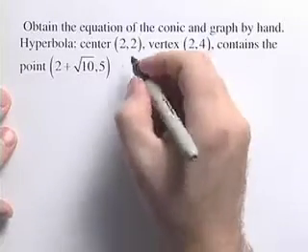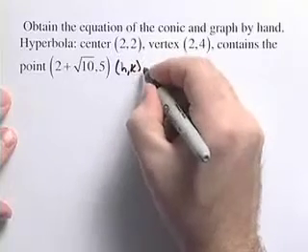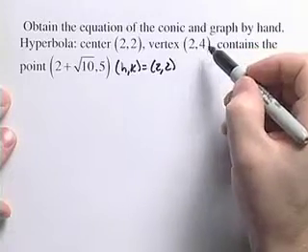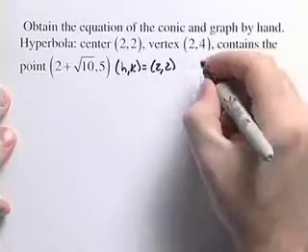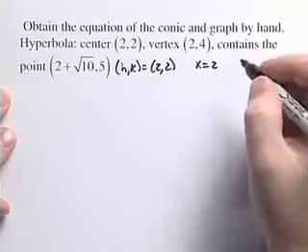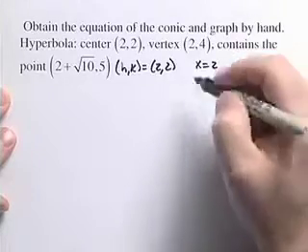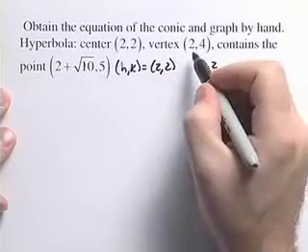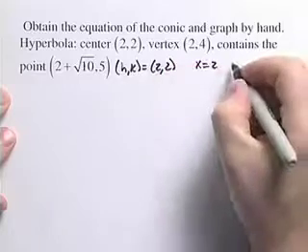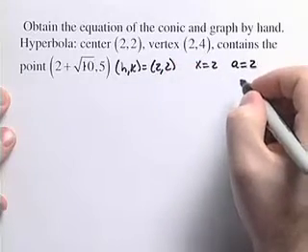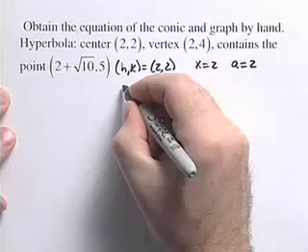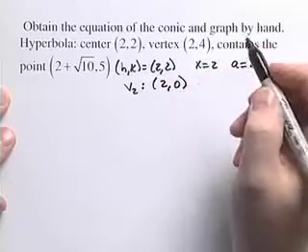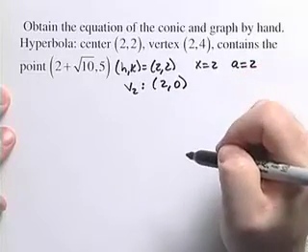Since we know that the center is (2, 2), we get h, k is 2, 2, and the vertex is (2, 4). Both the center and the vertex lie on the line x = 2. Therefore, our transverse axis is parallel to the y-axis. The distance from the center to the vertex is 2 units, so a is equal to 2. Therefore, our other vertex, which we'll call V2, must be the point (2, 0). We'll go 2 units below our center.